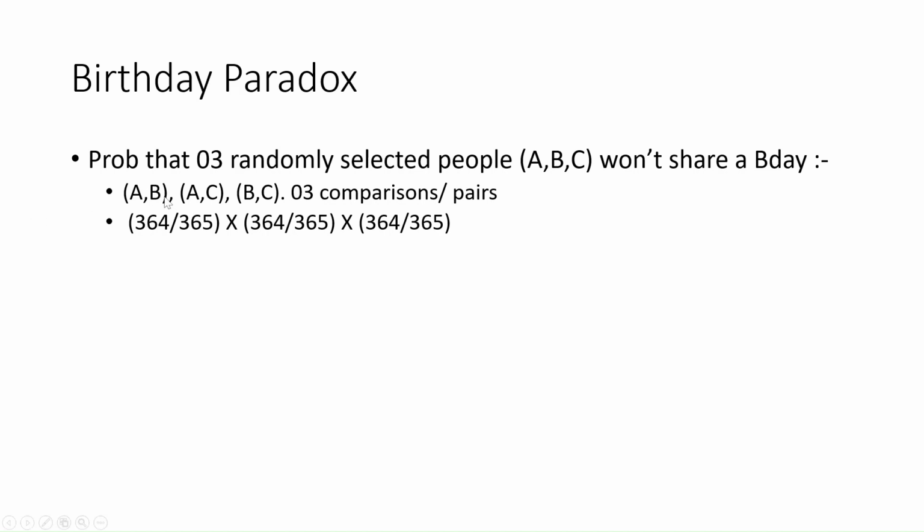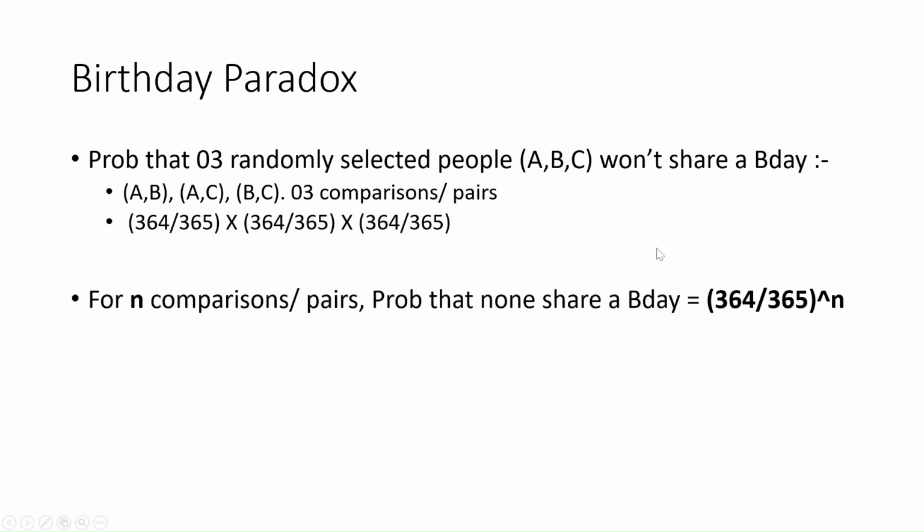So for the first pair AB, the probability of not having the birthday on the same day, an overlapping birthday, is 364 by 365. The same goes for the pair AC and then for BC too. Since all of them are independent events, the net probability becomes a product, as shown on the slide. Now extending this logic to n randomly chosen pairs in a room. Not n people, we are just talking about n pairs, the way we have pairs here. By extension of the same logic, this is nothing but 364 divided by 365 raised to the power n.